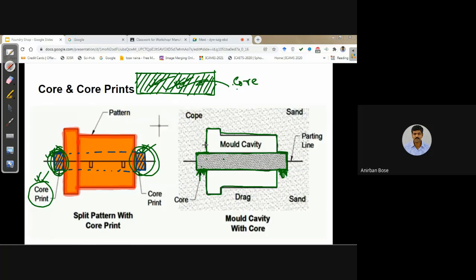Core is used so that when you pour the molten metal into this cavity, then what will happen? Within that core, no metal will come. Only metal will come around this core. So that is why this part will become hollow. Finally, when you break the whole mold, you can take out the core, this part will become hollow and you will get this hollow structure. I hope you understood the meaning of core. Core is used to create the hollow structure and the core prints are there in the pattern to create that impression in the mold so that the core can sit in the mold.